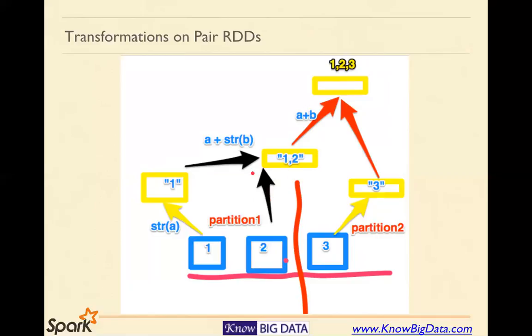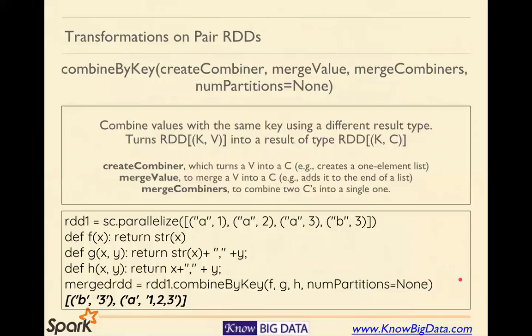Therefore, it's very important to understand that these kinds of things are possible when you face circumstances where there's a data type issue, or there are different operations you want to do while combining different kinds of values. Then you may want to use either aggregate or combine by key.